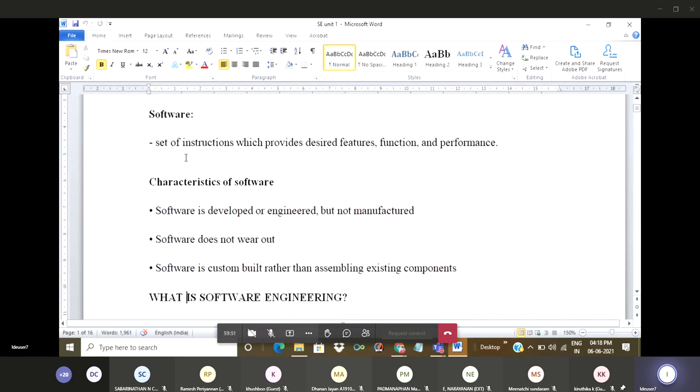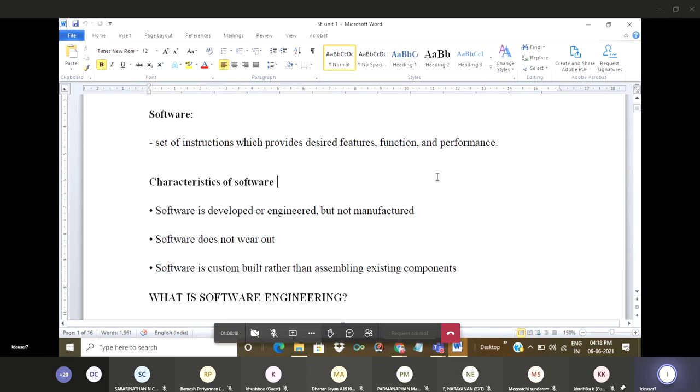Okay, what does it mean by software? Software is a set of instructions. With the instructions, something can be run. We have to instruct the computer to do something. So software is nothing but a set of instructions which provides desired features, function, and performance.